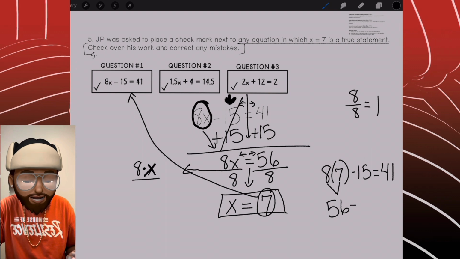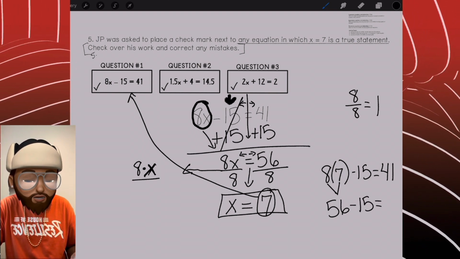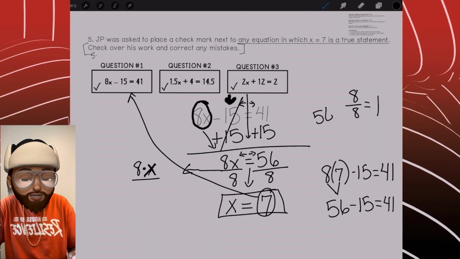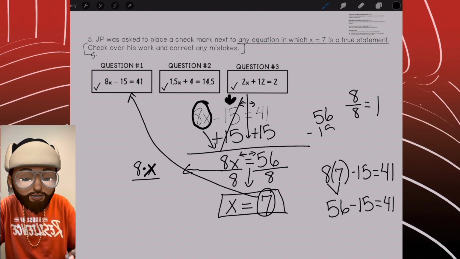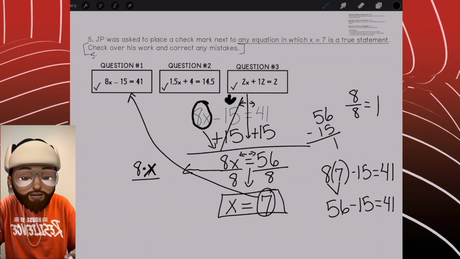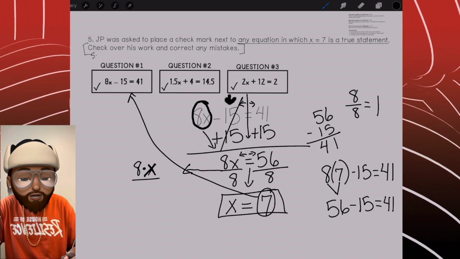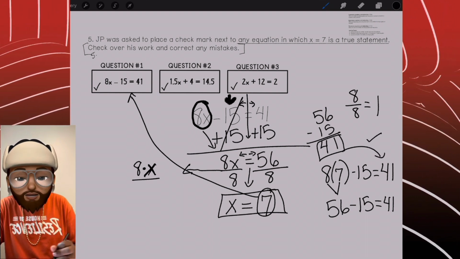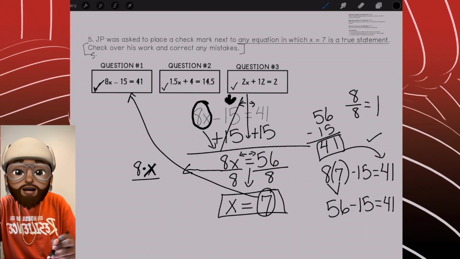So if we subtract 15, then it should equal 41. Let's do that now. 56 minus 15: 6 minus 5 equals 1, and 5 minus 1 equals 4. Therefore, we are left with 41. That matches with this number right there. Therefore, that check mark is verified.